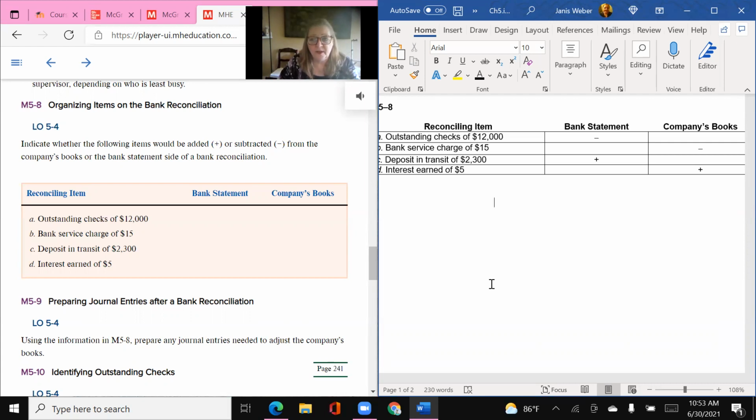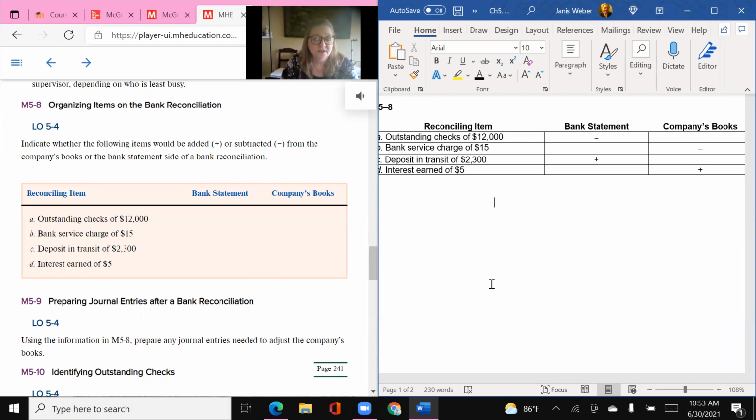And then the next one, bank service charges of $15. That is something the bank knows about, but the company books probably have not recorded until they get the bank statement. So company books have to show a reduction in the balance that they have recorded because they haven't usually recorded the bank service charge until they see that statement.